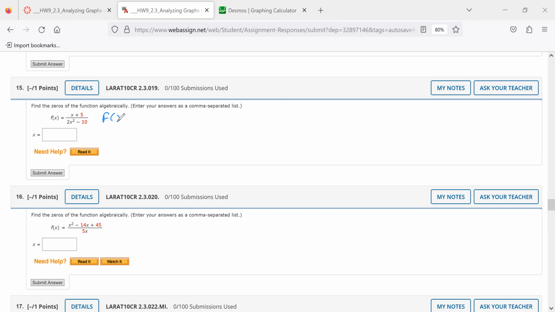f equal to 0 is if the top is 0, because the bottom can't ever make it 0. The bottom cannot create an output of 0. So just look at the top. Basically, just do this. Set the numerator to 0, and x is -5. Same thing over here. So this is the only zero of the function. So if you graph it, you'll see a point on the x-axis at -5, comma 0.